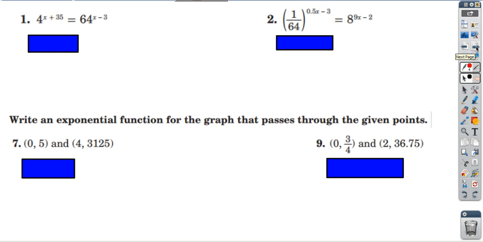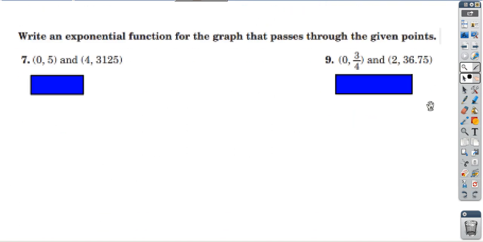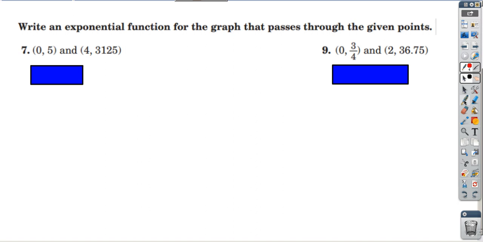All right, last thing I want to show you is we kind of did 1 and 2 on the last page. That would be 2 to the negative 6th power, and that would be 2 to the 3rd power. You do it the same way. Last thing I want to show you is this last problem down here. How do you write a function for a graph given 2 points? So let's just look at this one right here.